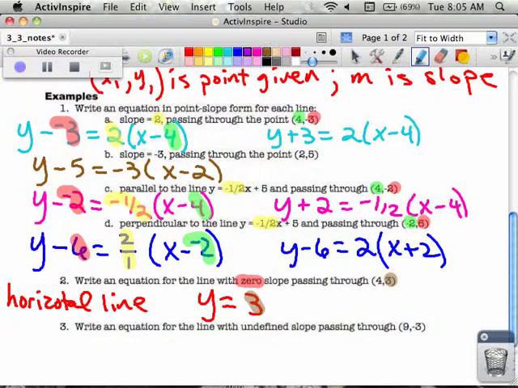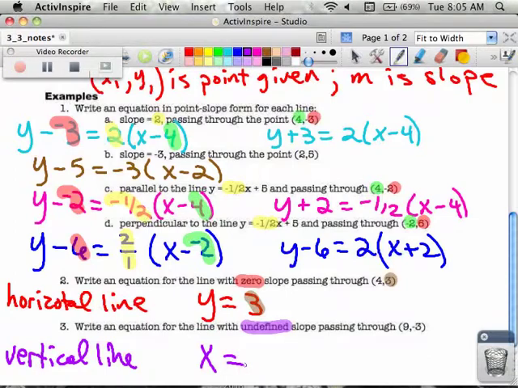Conversely, whenever they talk about the undefined slope, this thing will always be a vertical line, and always will be in the form of x equals something, and it's always the x value. So in this case, that means that x equals 9.